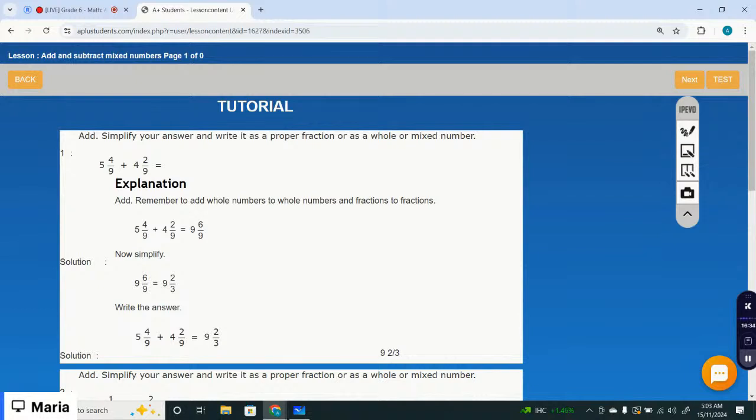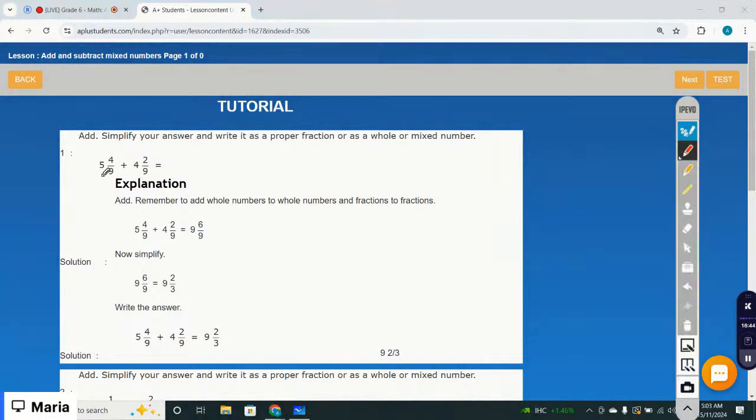So how do we add? We need to add whole number to whole number and fraction to fraction, right? So the whole numbers are 5 and 4. So 5 plus 4 makes 9. Then you have to add the fractions. They have the like denominators, so you can simply add their numerators. 4 plus 2 is 6. So that is 9 whole 6 over 9.